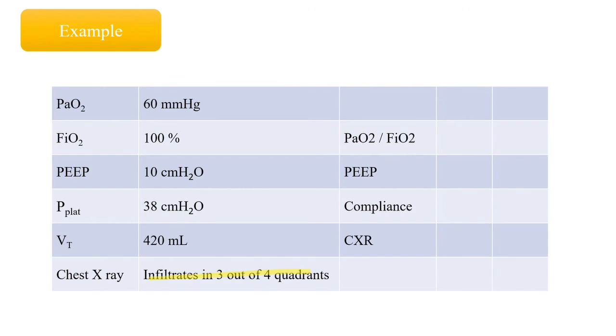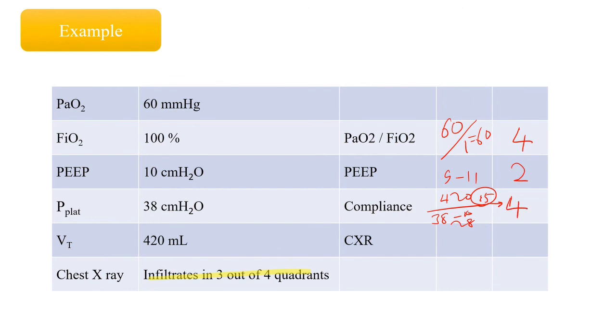In this patient, the PF ratio will be estimated as 60 over 1 equals 60, which is less than 100, so it has a score of 4. The PEEP level 10 is in the range between 9 and 11, so has a score of 2. The compliance will be 420 milliliters divided by the difference between the plateau pressure and the PEEP, which is 28. This gives 15, so the compliance is below 19, and this gives a score of 4.